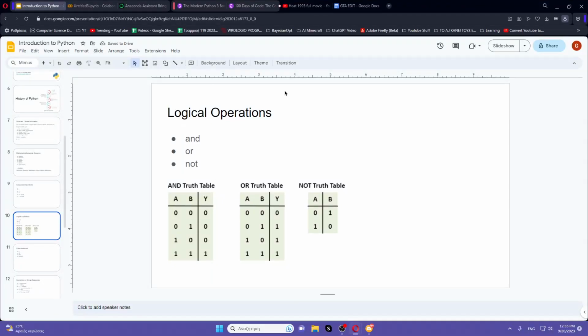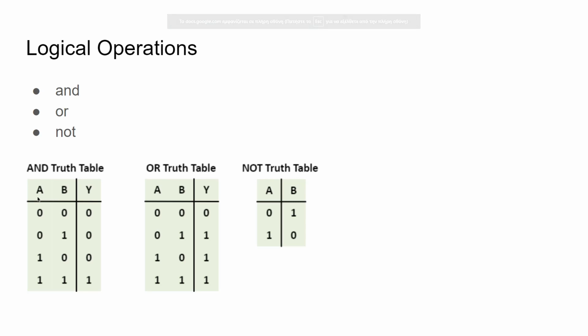Then we got logical operations: and, or, not. So let's say that we have two values, a and b. You can also think of them like variables. If a is equal to 0, and you can think of 0 like false, and b is 0, meaning false, then a and b, false and false, will equal false.